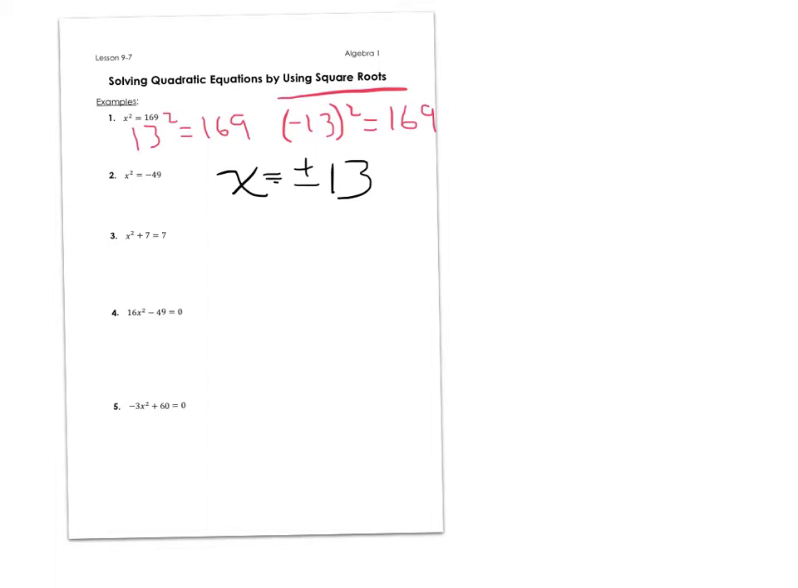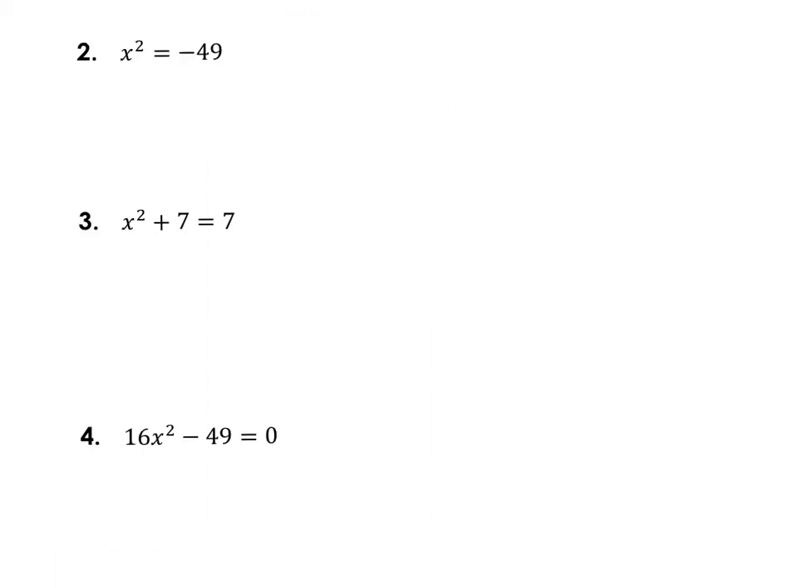Okay, now looking at example 2. Notice here it says x squared equals a negative 49. Is there any number that you can raise to the second power that's going to give you a negative number, like for example, negative 49? Well, as far as we know now, looking just at real numbers, there's no real number x that would give me a negative number, so my answer here will be no solution.